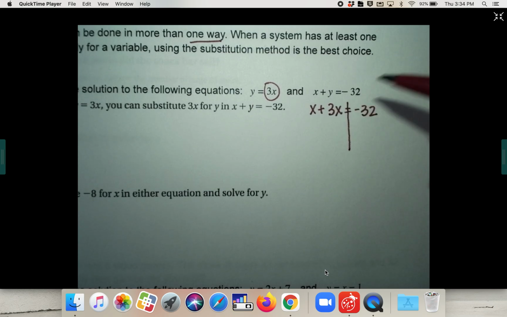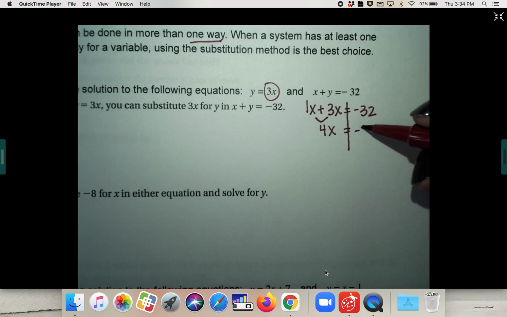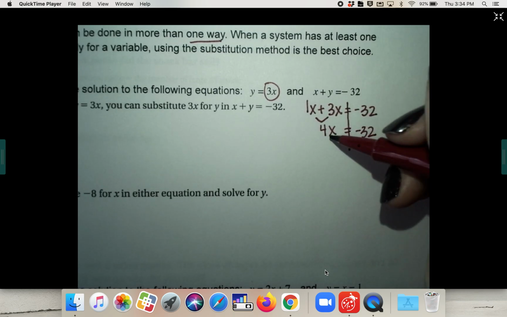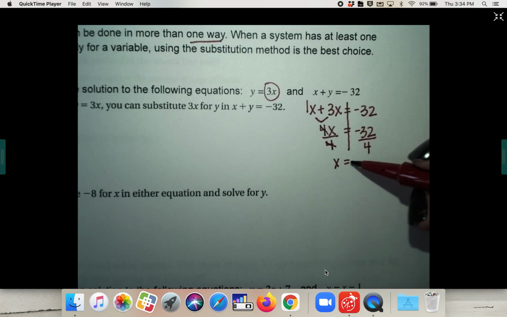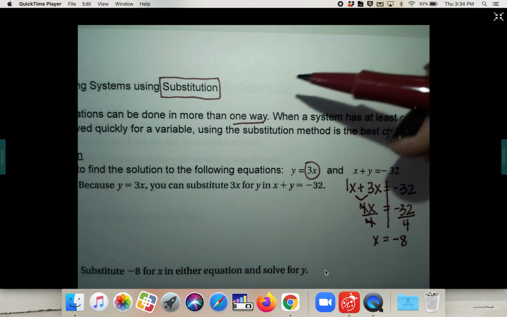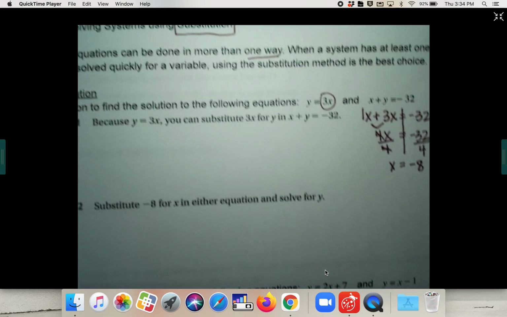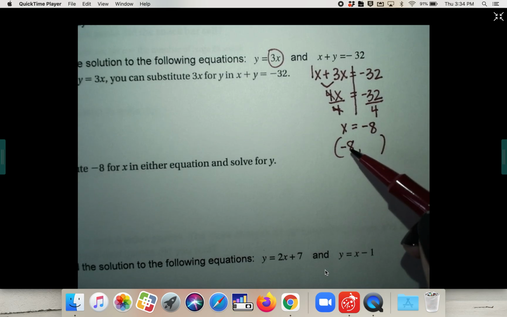We can easily solve this. 1x, that's a hidden invisible 1. 1x plus 3x is 4x. And then what you could do to solve this equation is you would divide both sides by 4. And you would see that negative 32 divided by 4 is negative 8. So now we have our x coordinate. And remember, when you're solving systems, what you're trying to do is find an x and a y coordinate. And right now, we have half of our answer. We have our x coordinate, which is negative 8.